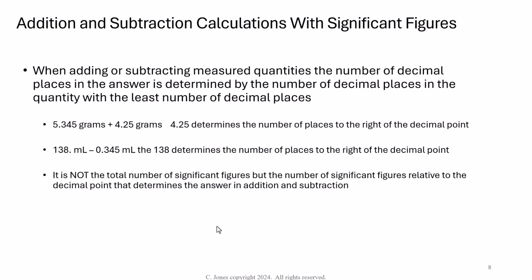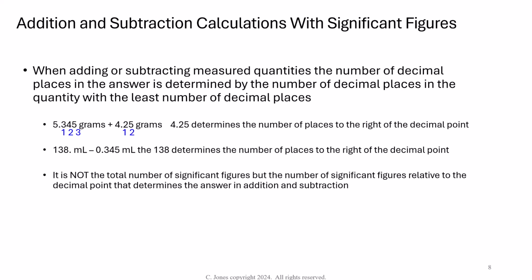All right. So again, if we look at this, 5.345 grams plus 4.25 grams, the 4.25 determines the number of places to the right of the decimal, because here we're 3 places to the right of the decimal with 5.345, and here we are 2 places past the decimal. So now the total number of digits doesn't matter. It's only the digits that are to the right of the decimal point when we are doing addition and subtraction.